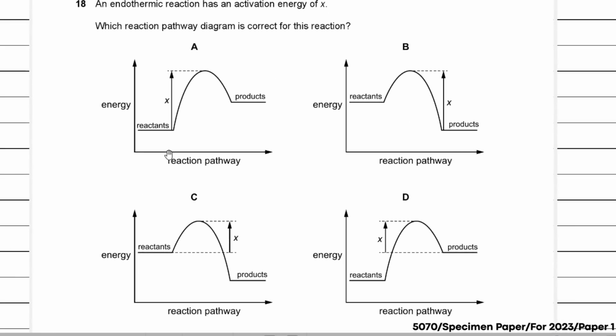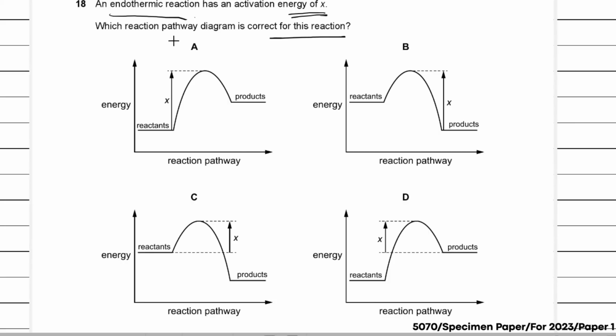Okay, let's move on to the next question. An endothermic reaction has an activation energy of X. Which reaction pathway diagram is correct for this reaction? Okay, so let's go ahead and deduce what we can find.